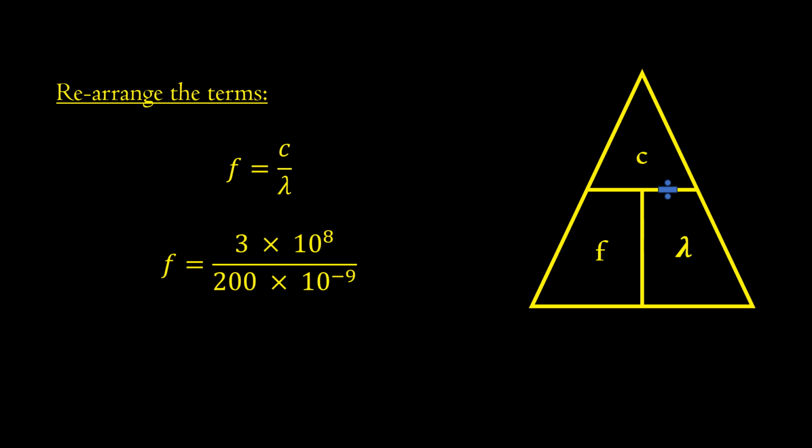So we'll have that the frequency f equals 3 multiplied by 10 raised to the power of 8, all divided by 200 multiplied by 10 raised to the power of -9. And the answer is that the frequency equals 1.5 multiplied by 10 raised to the power of 15 hertz.